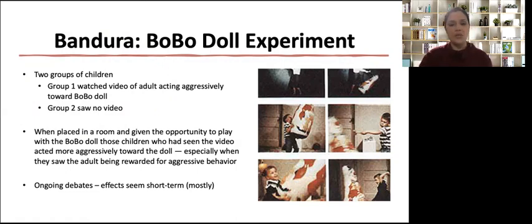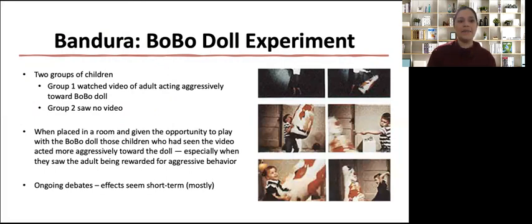Those children who watched the adults get reinforced for acting aggressively towards the Bobo doll were more likely to aggress towards the doll, okay? So if they observed adults getting reinforced for their behavior, those children were much more likely to engage in aggressive behaviors themselves. And the children that saw the adults being punished were much less likely to engage in aggressive behaviors as well.